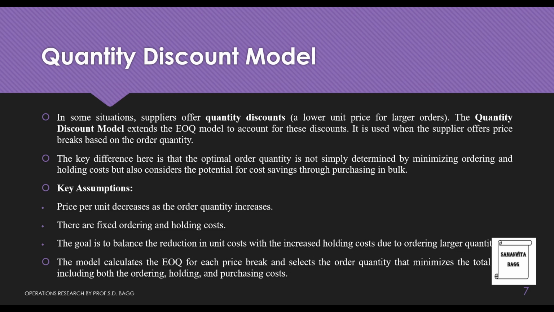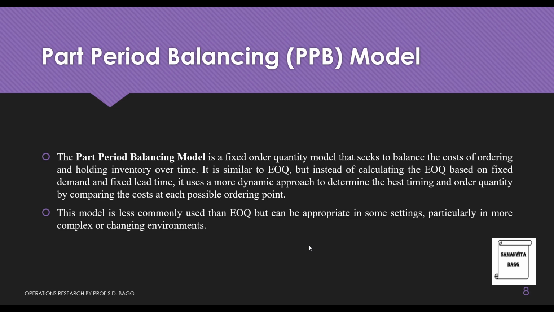The model calculates the EOQ for each price break and selects the order quantity that minimizes the total cost, including both the ordering, holding, and purchasing costs. So, here you are going to determine what is the minimum total cost, which will include the ordering, holding, and purchasing costs. Part period balancing PPB model.